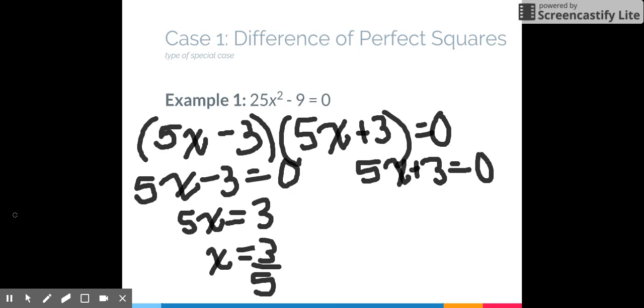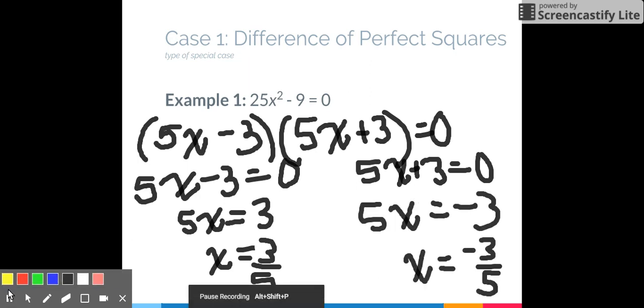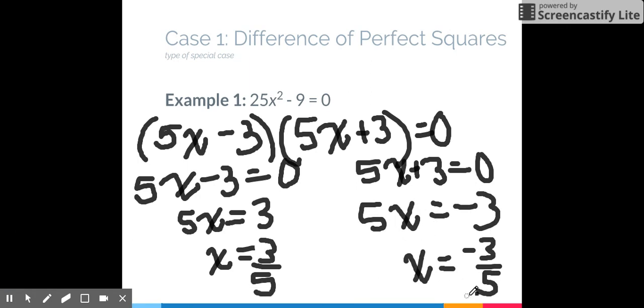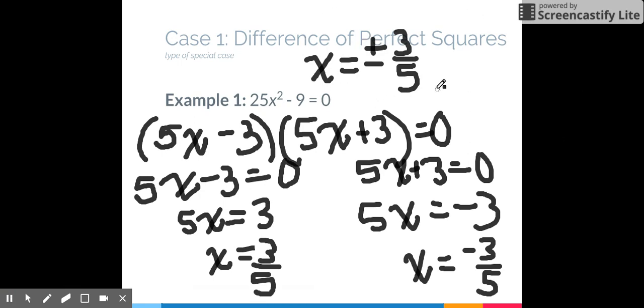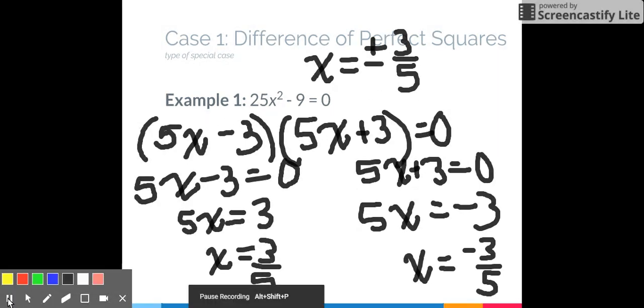Now we're going to do a similar method to solve 5x plus 3 equals 0. We subtract 3 from both sides, divide by 5, and we get x equals negative 3/5. You might notice that these are basically the opposite of each other, right? We have 3/5 and then negative 3/5. So we can actually write it as x equals plus or minus 3/5. So x equals plus or minus 3/5 would be your x-intercepts, and it's the solution to this quadratic. So we factored it, and we solved for it and got x equals plus or minus 3/5.